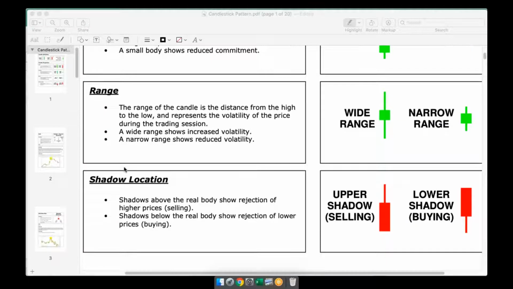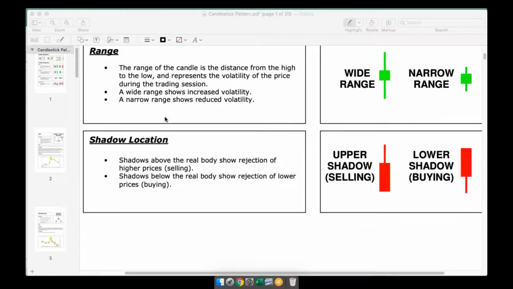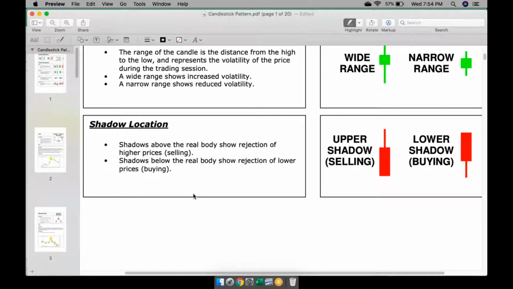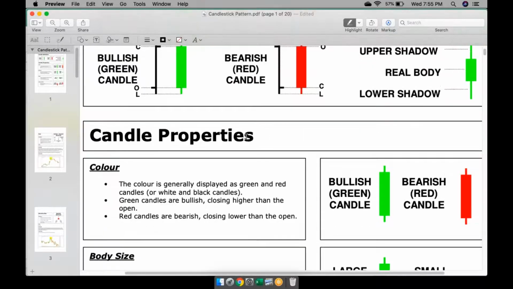See now, after this session, I'll post this sheet. You should go through this complete sheet one more time because when we get into the candlesticks, I will not be explaining the lines one by one. I'll make you understand how the candlesticks work. You can read the psychology and the examples by yourself. So next, shadow location. Now this is very important. So let me recap one more time.